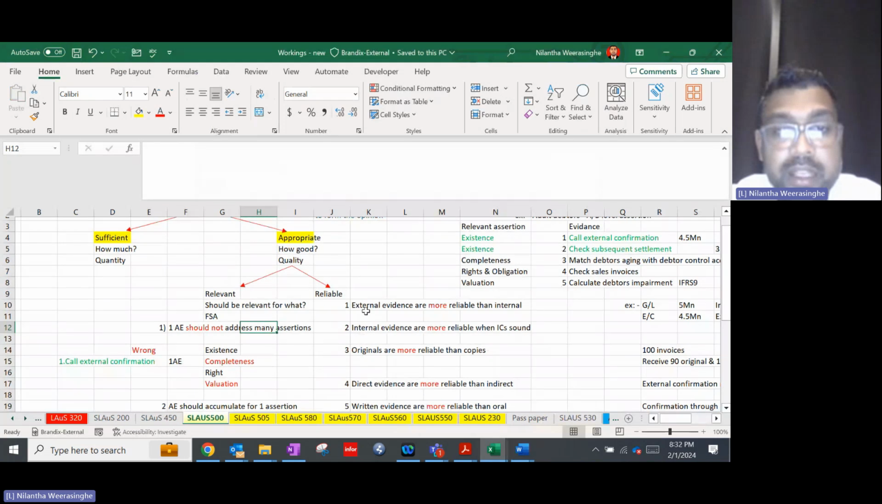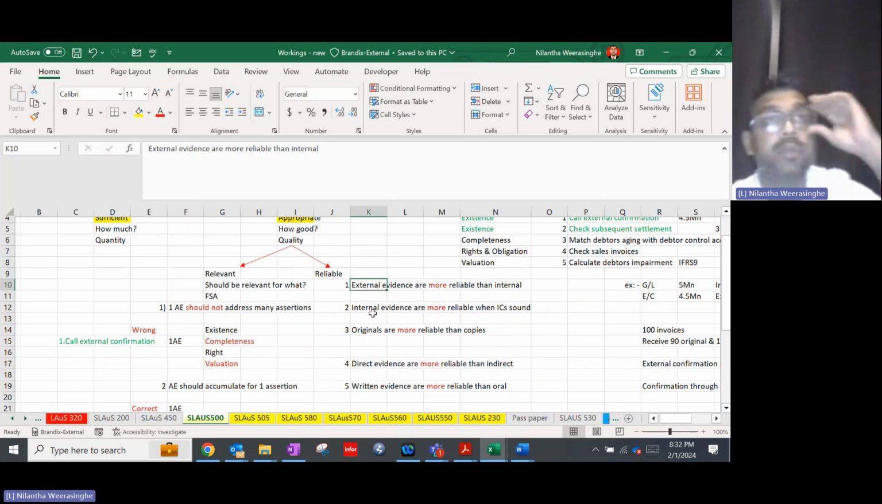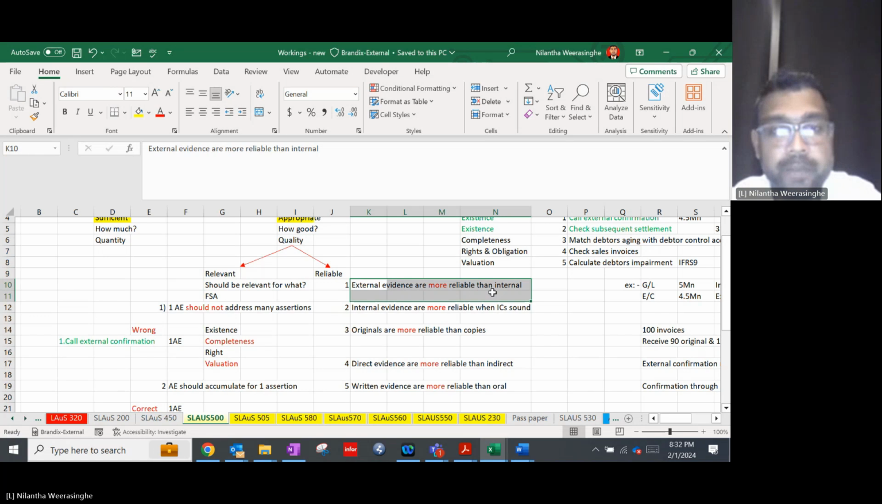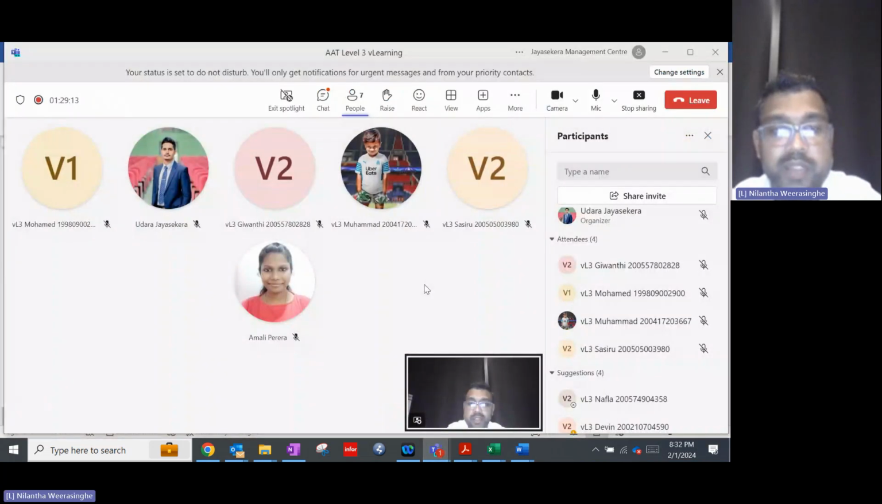That's why it's reliable. You have to use these 5 things when you answer this. Why is it reliable? It is from the external environment. Therefore, it is reliable. Another one, it is written evidence. That is why it is reliable. And it is directly from the auditor's perspective: the auditor is receiving it directly from a third party. Because of these reasons, it is reliable. That's the answer. Simple, right? That is how you plan things for the exam.